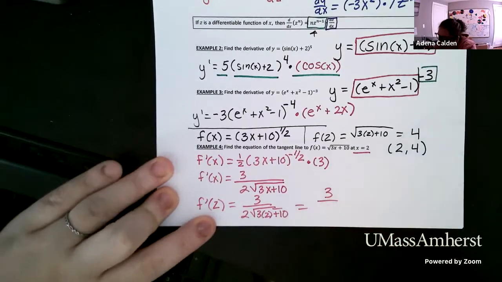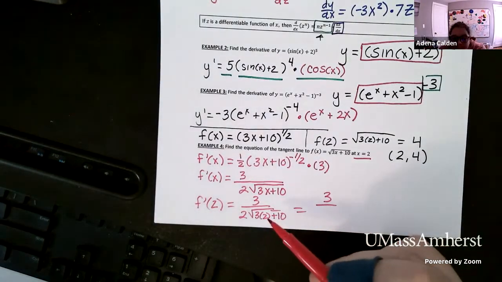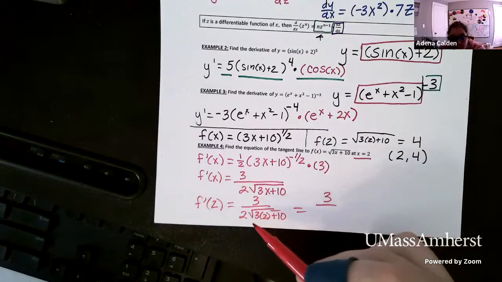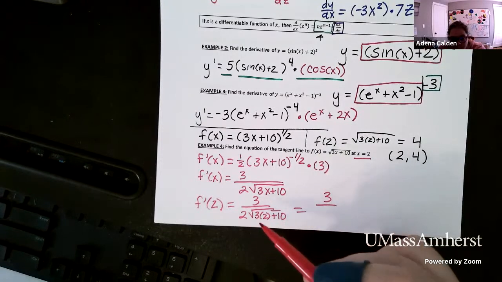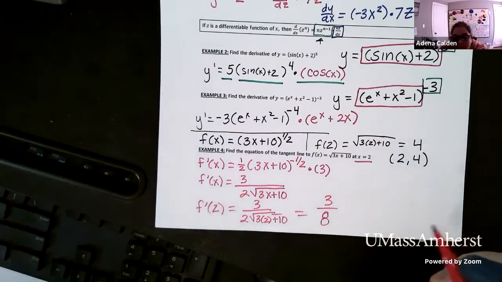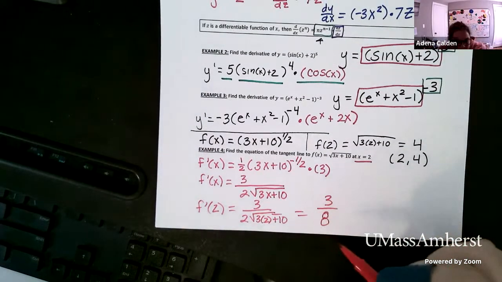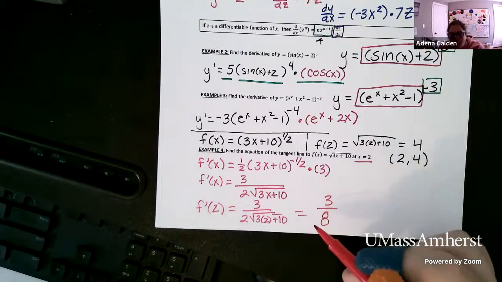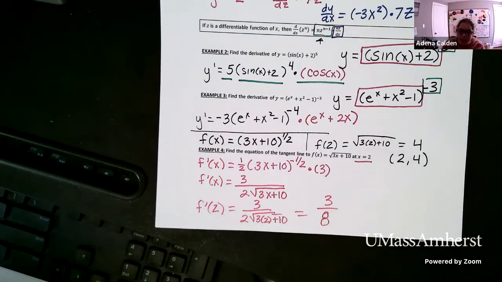So what do I get here? So I have a 3 on the top. Now on the bottom, I end up with the square root of 16 times 2. So that's 4 times 2, which is 8. So I get 3/8. 3/8 can't be simplified. So my slope here is going to be 3/8. And my point is (2, 4).